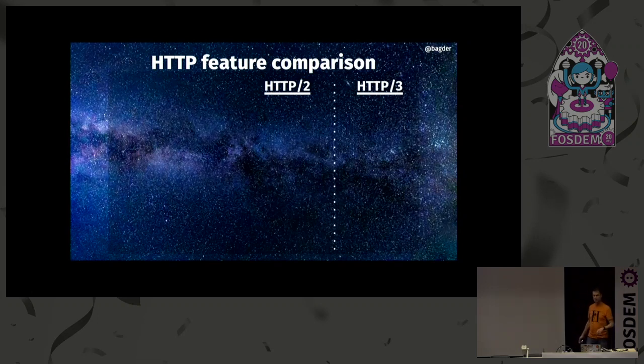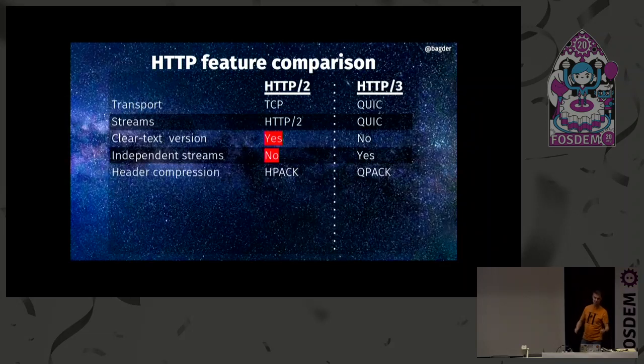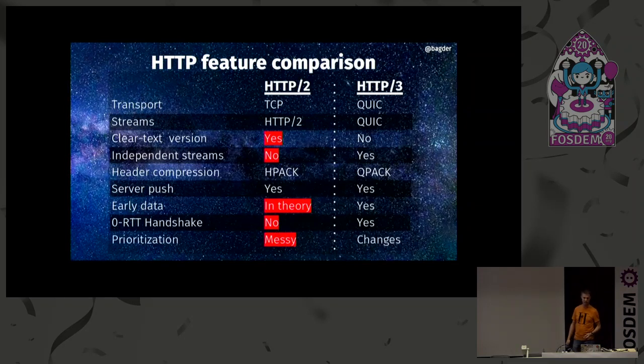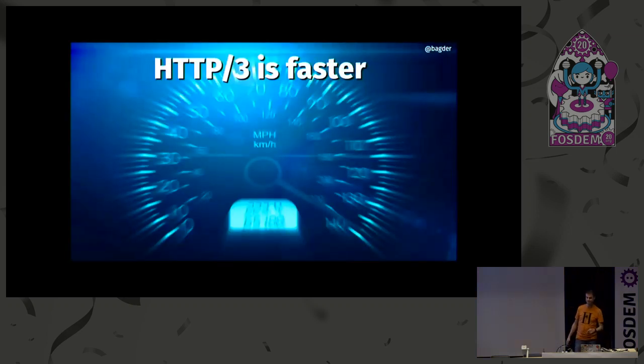So if you just look at a basic feature comparison, yeah, we have a different transport, we have streams, we cannot do clear text versions anymore, but in practice we don't do that with HTTP 2 anyway because of what the browsers do. The streams are independent, but that's a minor difference. We're going to do header compression, and we're going to do server push, and possibly better early data. But they're all the HTTP 2-like features, but it's now HTTP 3 because it's over QUIC. And we're changing the prioritization over HTTP 3. It's actually completely gone right now in HTTP 3. It is messy in HTTP 2, and in 35 minutes you can hear a talk by Robin Marx about it. It's a fun subject, but no, you're not going to fit in the room anyway. So is this going to be faster, better, cooler, whatever?